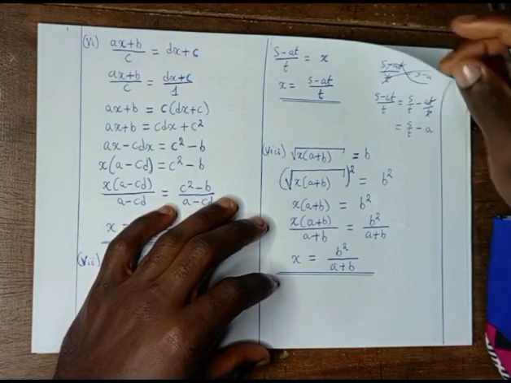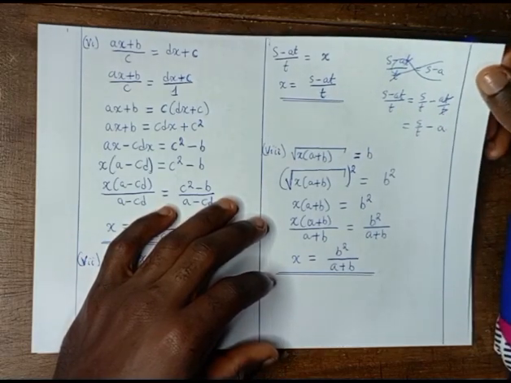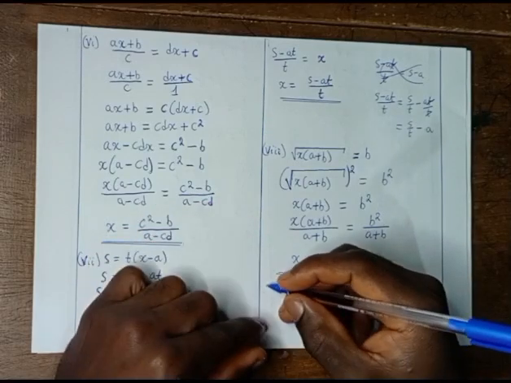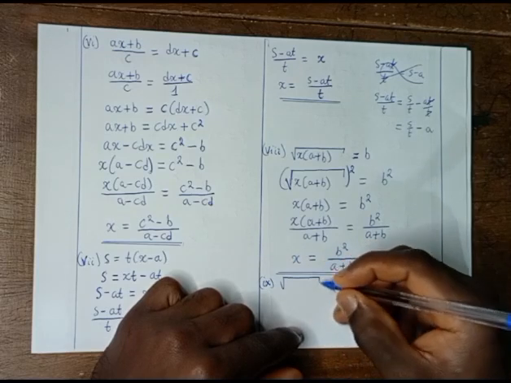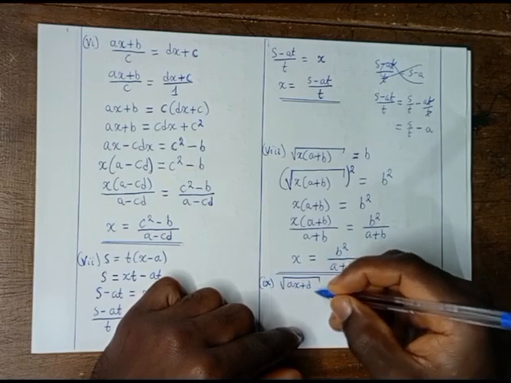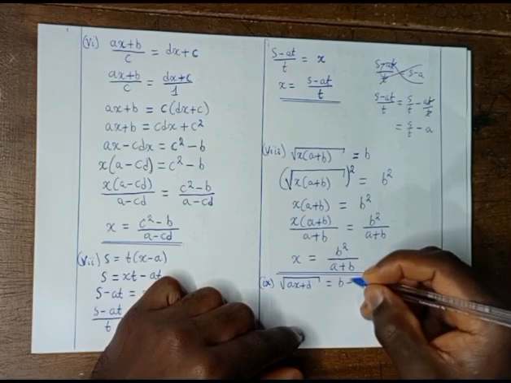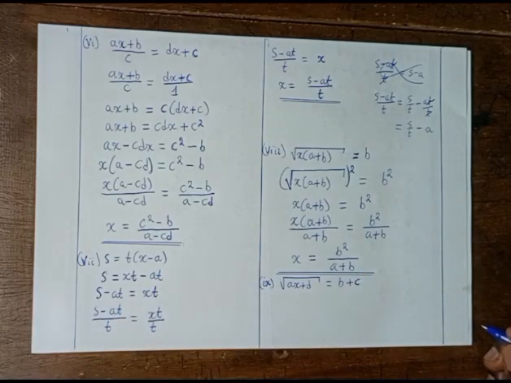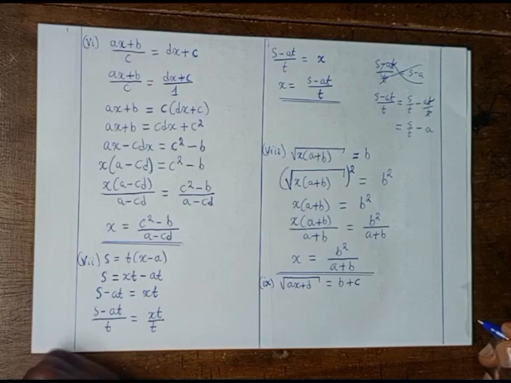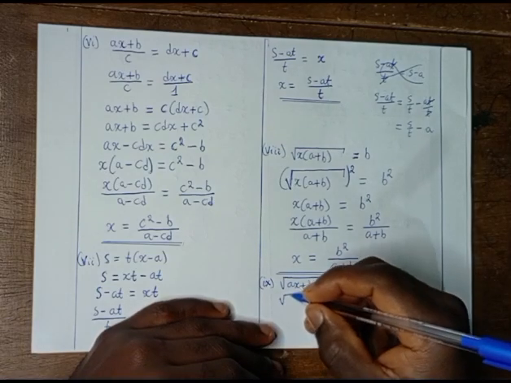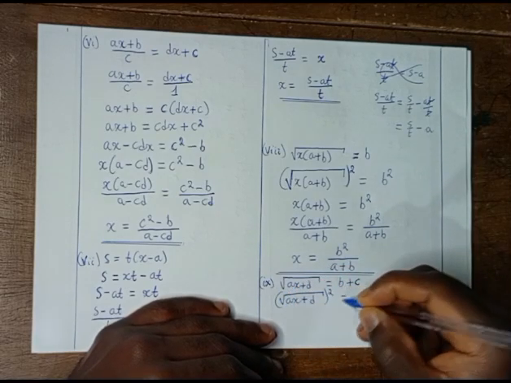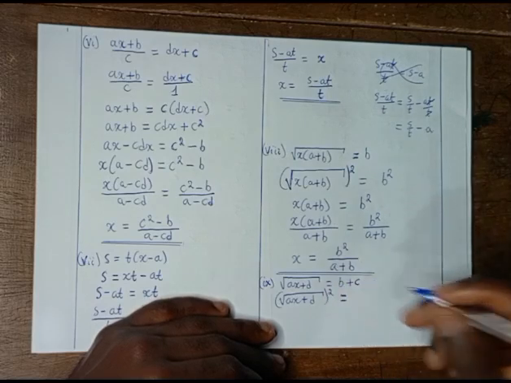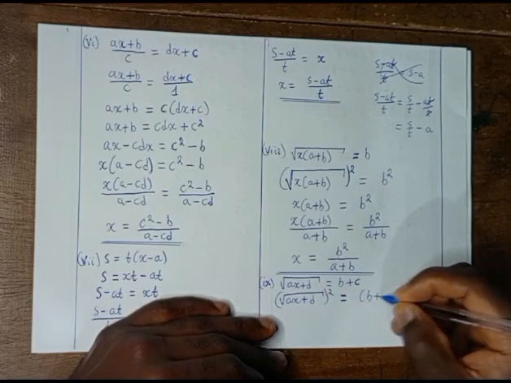Now we go to the last question, which is ix. For ix, we have the equation square root of ax plus d is equal to b plus c. For us to make x the subject of formula here, the first thing we need to do is start by squaring both sides of the equation. This gives us the square root of ax plus d, all this squared, is equal to, we are going to square all this, b plus c squared.